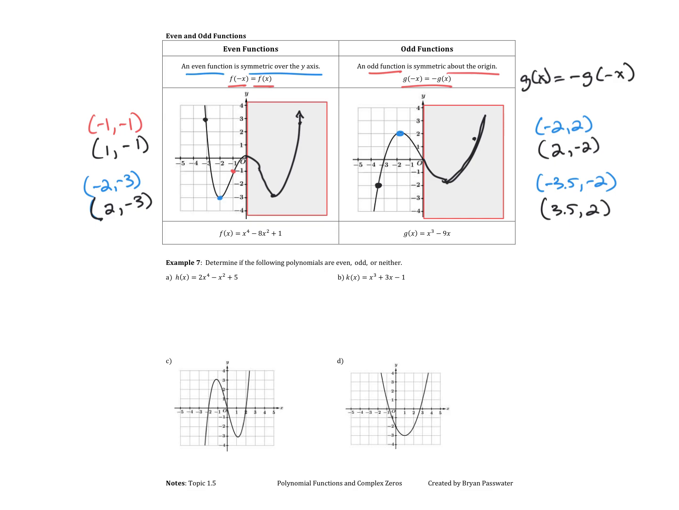So here we go. I have this function. To check for even, I'm going to change its x to negative x. So now I have 2 times negative x to the 4th power minus negative x squared plus 5. If I have 2 times negative x to the power of 4, that's really just 2x to the power of 4. The negative sign goes away because it's an even power. And then I have minus, now I have negative x squared. What does the negative x quantity squared do? It just becomes x squared. And then I have plus 5 still.